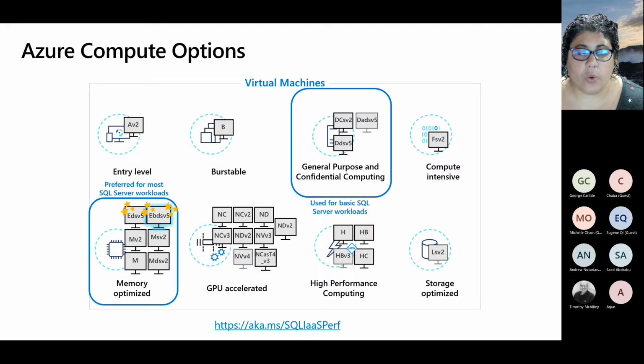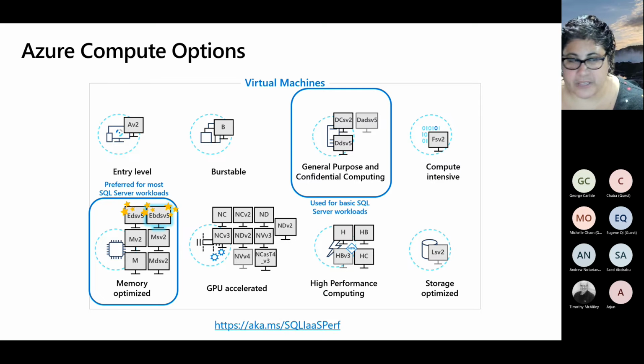I would say the only other one that you might look at is the L series. So there's a new LSV3 series, which is interesting. The problem with the L series is they have lots of really fast NVMe storage, but it's ephemeral, which means you can't guarantee that the data is always going to be there. Obviously, that's not great for database workloads, but there are some niche places where that might be relevant. But for the most part, you're looking at memory optimized or general purpose.